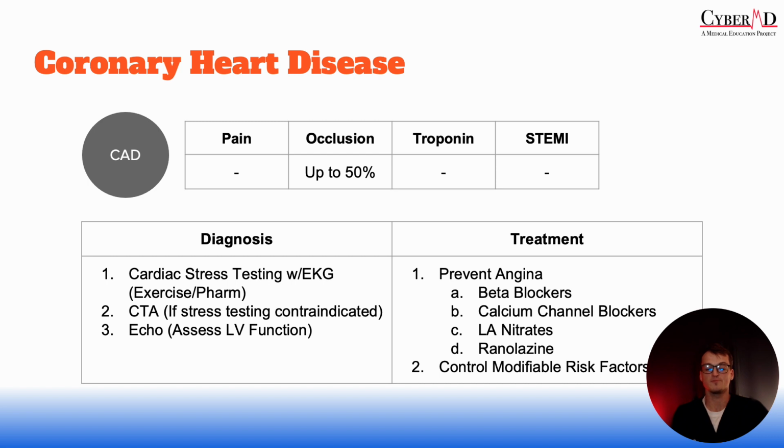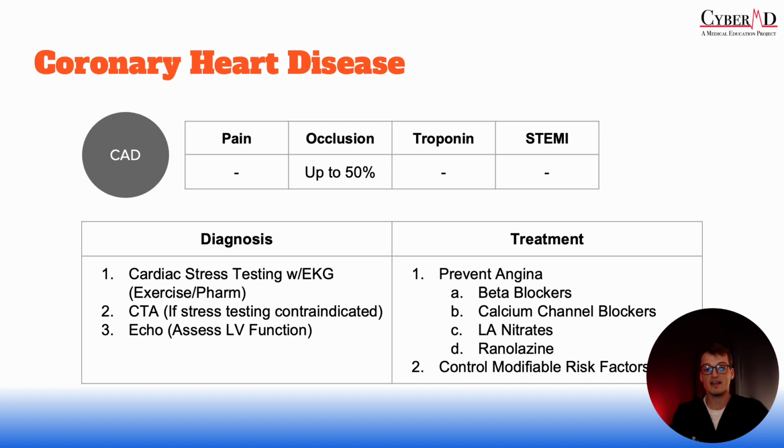and it may be a pharmacologic stress test in other situations where it's not safe or the patient is incapable of doing so. Additionally, CT angiography may be used if the stress testing is completely contraindicated, but you must remember that getting that CT is going to expose your patients to large amounts of radiation. Lastly, an echo, which is a transthoracic ultrasound of the heart, may be used to assess left ventricular function, but this is not diagnostic and is typically an ancillary test in these patients.